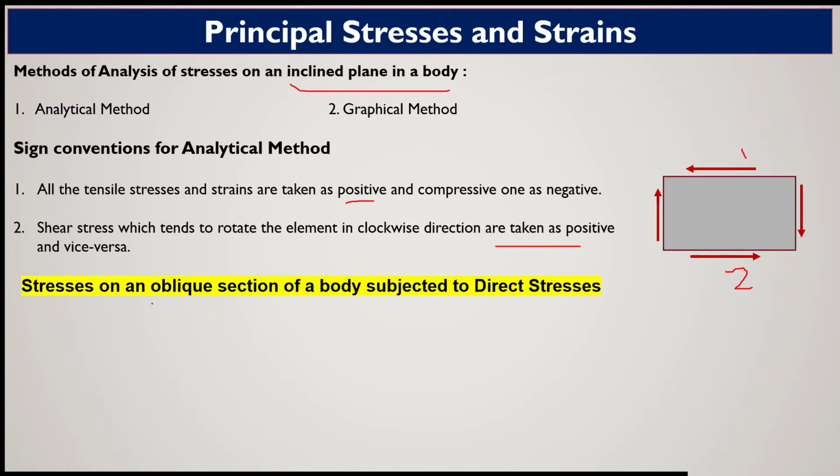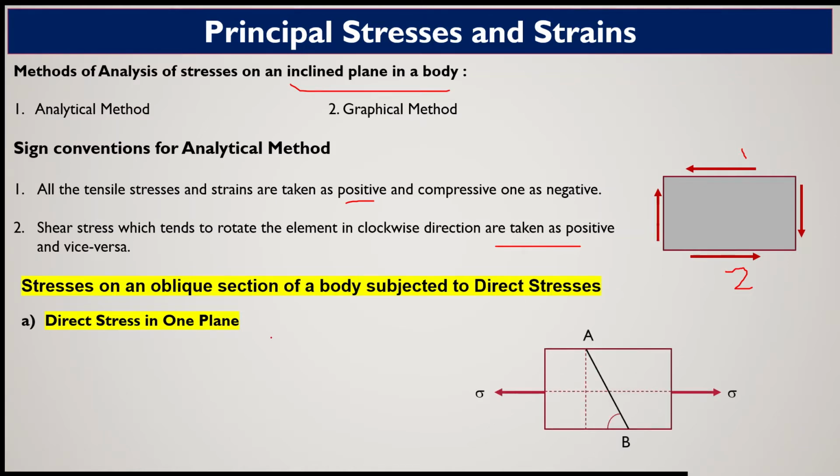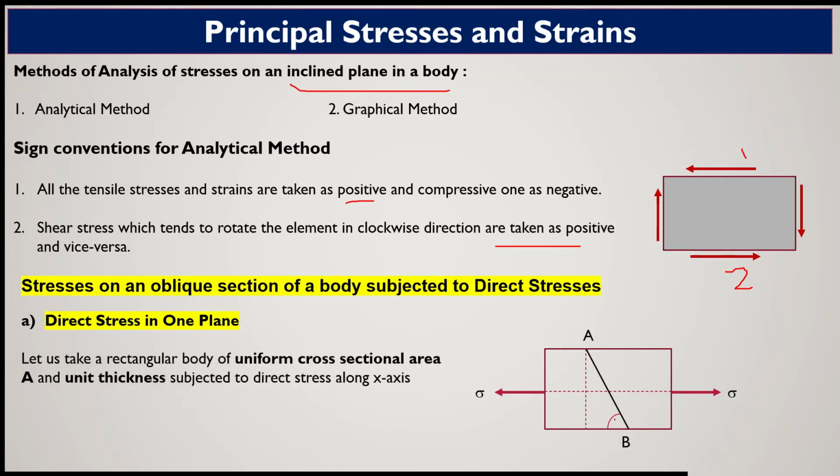Stresses on an oblique section of a body subjected to direct stresses. First of all, direct stress acting in one plane. So here let us take a body or an element. Sigma is the stress which is acting along the x direction, and we have to find out the stresses developed on a plane AB at an angle theta with the line of action of the force.